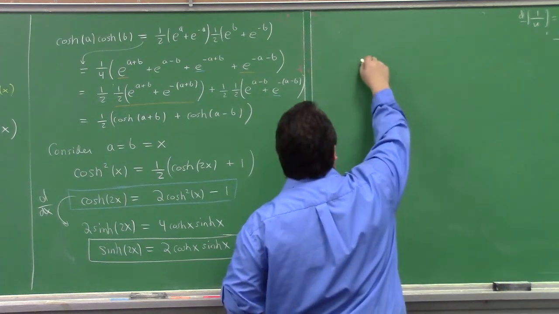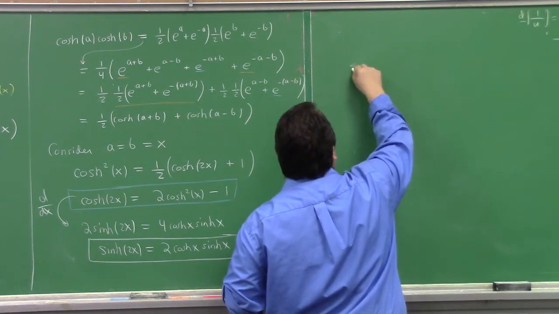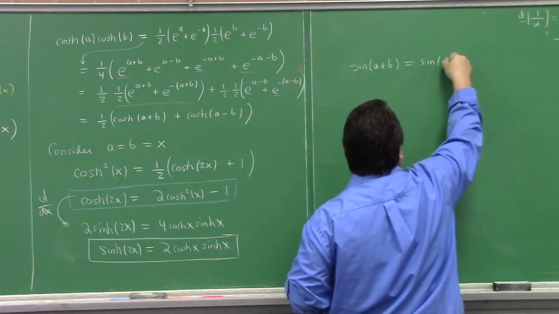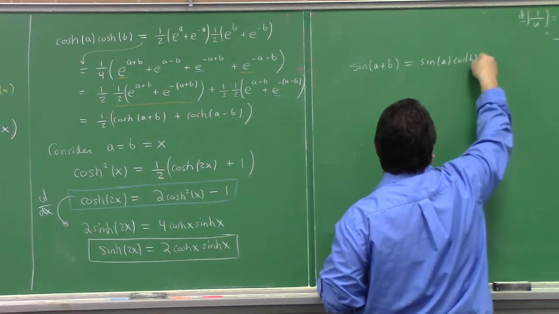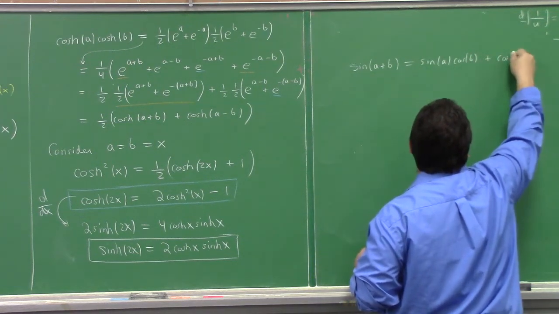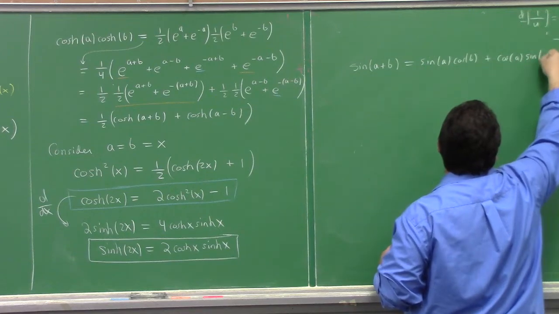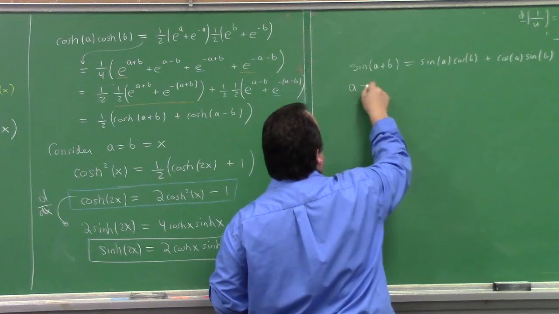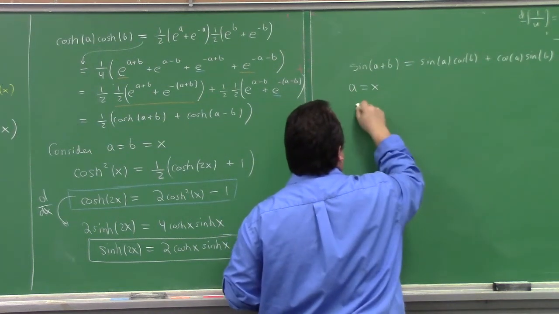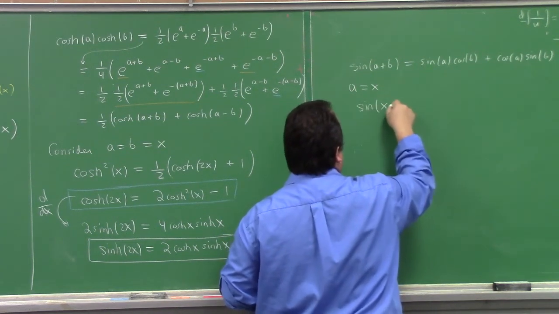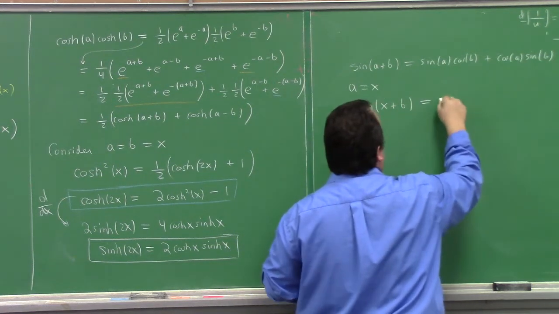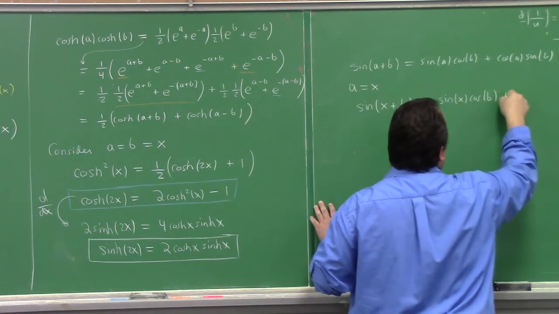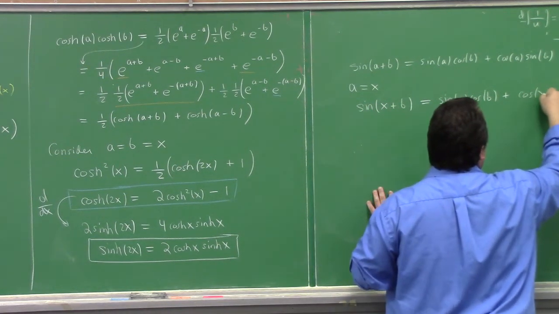Like, for example, how's it go? Sine of a plus b is sine a cosine b plus cosine a sine b, all right? So let's let a equal to x and b equal to b. So sine of x plus b is what? Sine of x cosine of b plus cosine of x sine of b.